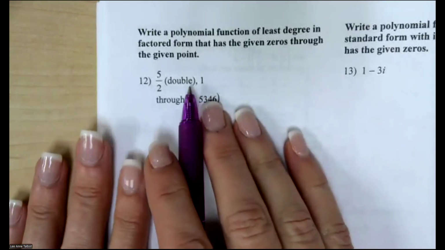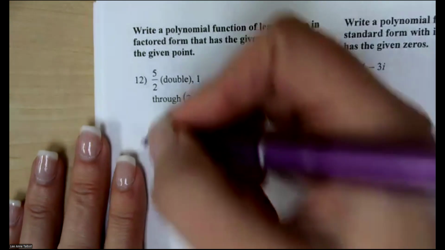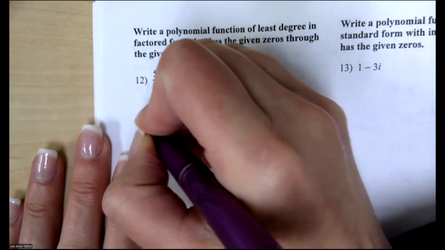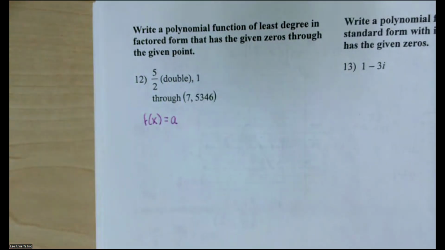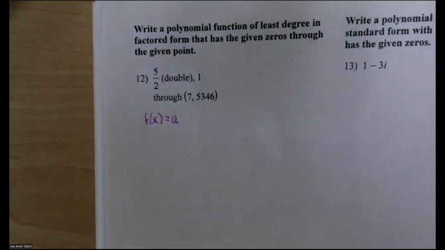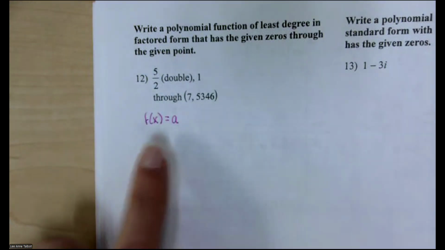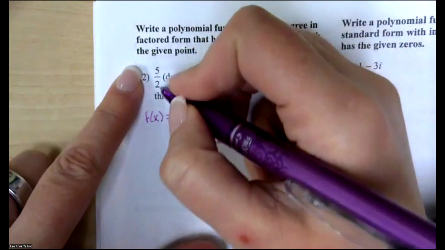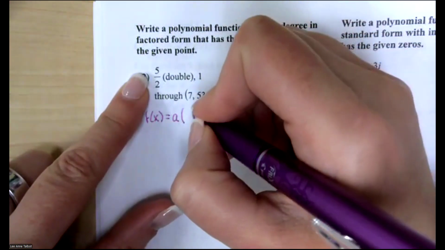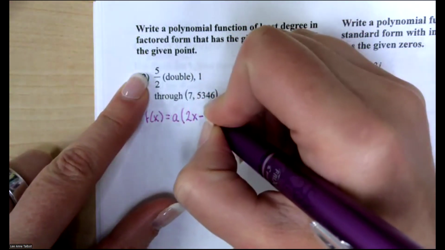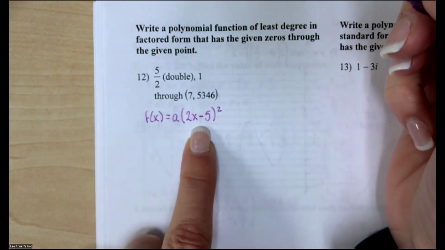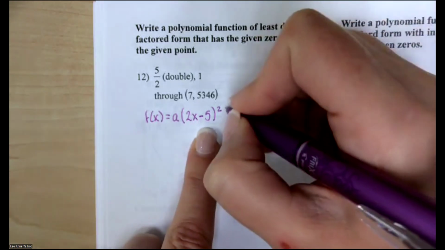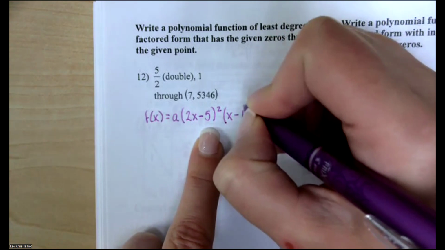This one, we get to do factored form. Woo! Okay. What? You want to do standard form? We can do standard form on the next one. Okay, so we have a double root of 5/2. So I'm going to say 2x minus 5 squared. Does that make sense? The 2 goes in the front and switch the sign, right? And then double, and then x minus 1.